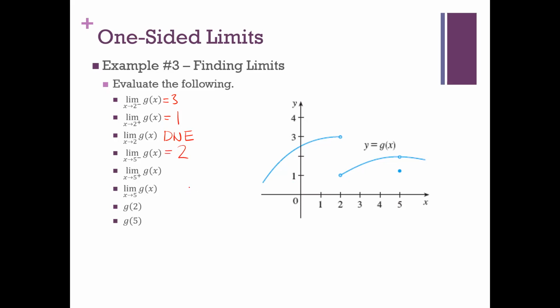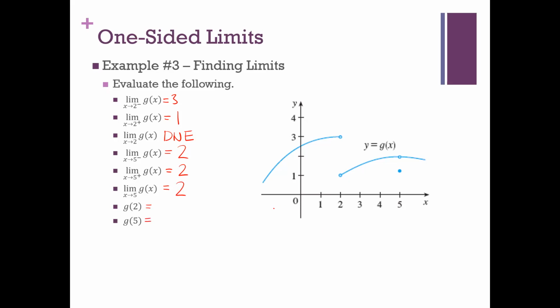All right, the limit from the left is 2. How about the limit from the right? 2. And again, do I even need to look at the graph to figure out this next one? No. So yeah, if they agree, then that's the 2-sided limit. All right, so these next 2, I'm not talking about limits.